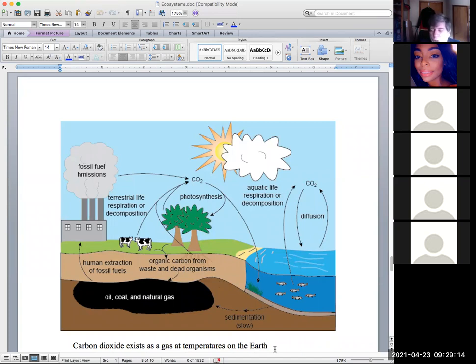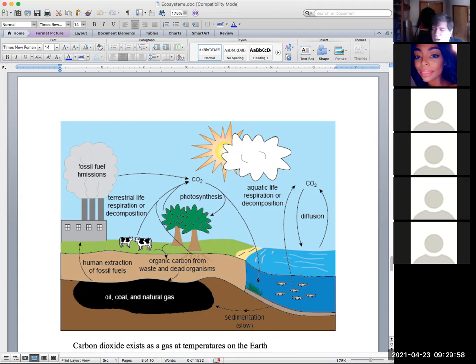So notice, similar to the water cycle, this diffusion in and out of the air of carbon dioxide is very fast. Aerobic cell respiration, photosynthesis are very fast. These are biological processes. Remember what we said with the water cycle. Chemical reactions and biological processes are very quick. Geological processes are slow. Forming oil and coal and natural gas takes millions of years. Exposing those to the surface of the earth, at least without human intervention, takes millions of years. So these processes are very, very slow.